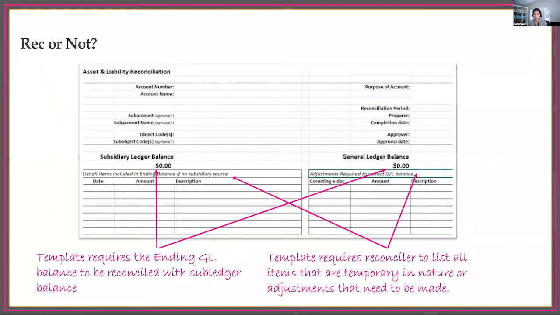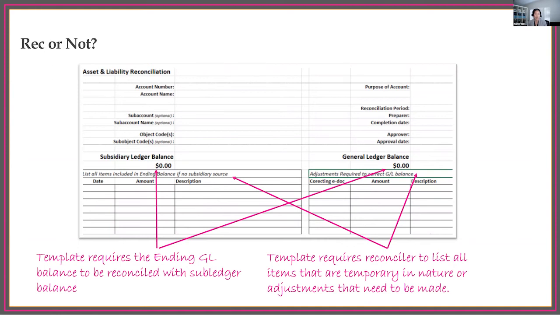This one here is a subledger rec. This is also a true rec. So what's happening here is that we are tying out the period end balance to a subledger, right? In this case, there's a section at the bottom that lists out the reconciling items for the subledger side and then the general ledger side.